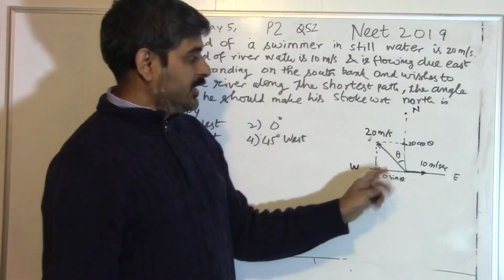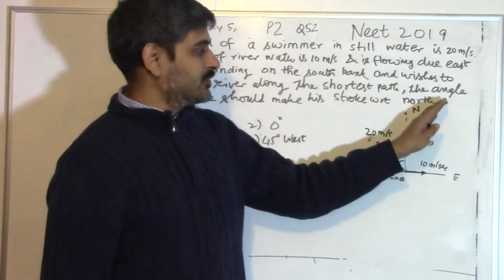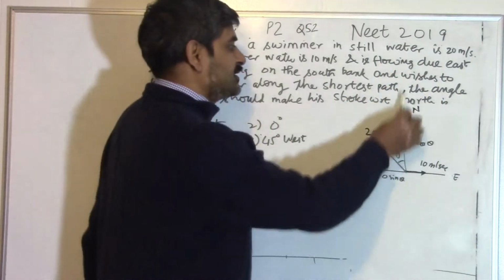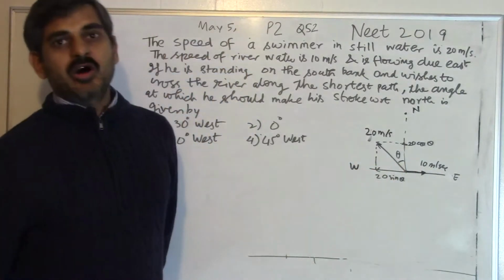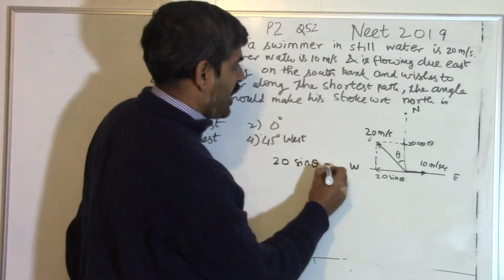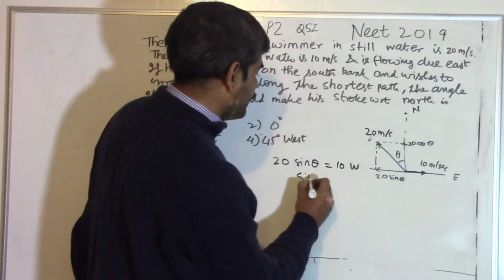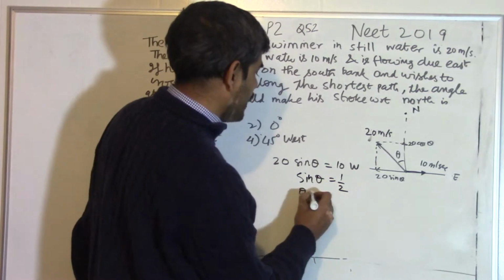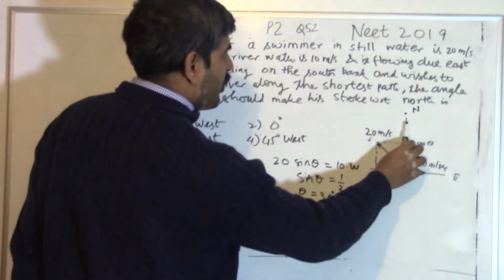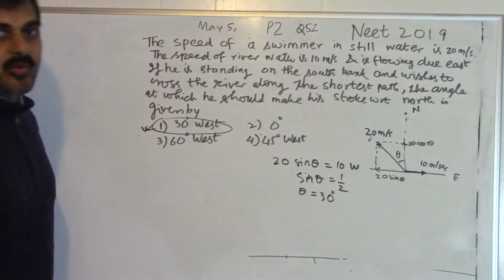If this horizontal velocity is too little, the river is overpowering the swimmer. In that case he will land a little right of this opposite point. So the condition that he reaches exactly here is that these two velocities balance. That means our condition is that 20 sin theta has to be equal to 10, or sin theta is equal to 1 by 2. That theta is equal to 30 degrees, which means the angle has to be 30 degrees west of north, and that's why answer number 1 is correct.